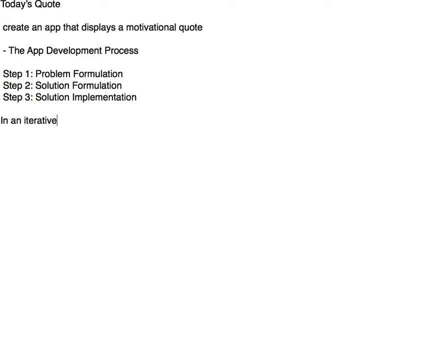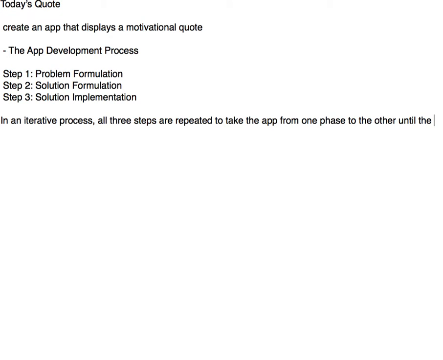In an iterative process, all 3 steps are repeated to take the app from one phase to the other until the full app is developed. In this module 1 and the next 4 modules, we will see and actually practice going through those 3 steps. So let's start with our app that displays codes. So let's go with step number 1.